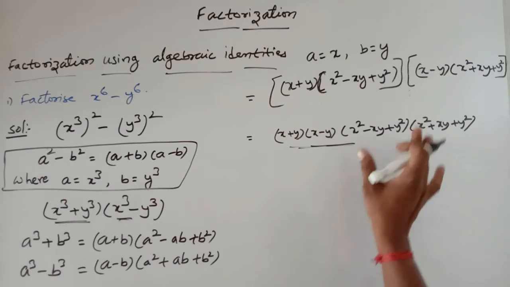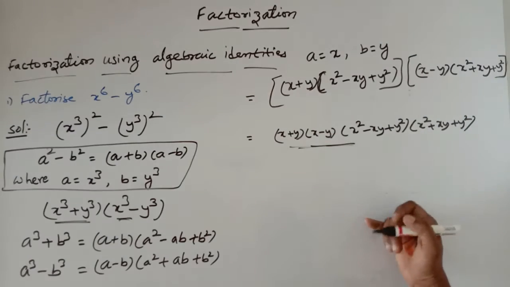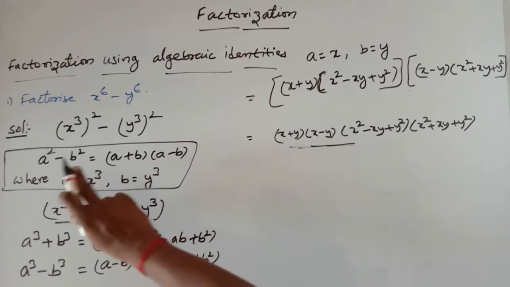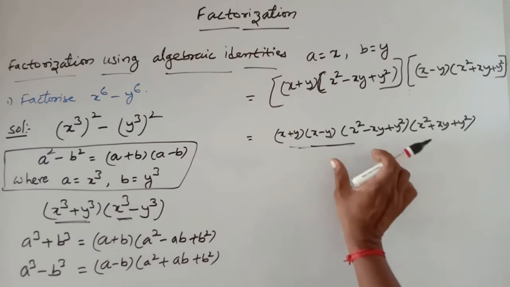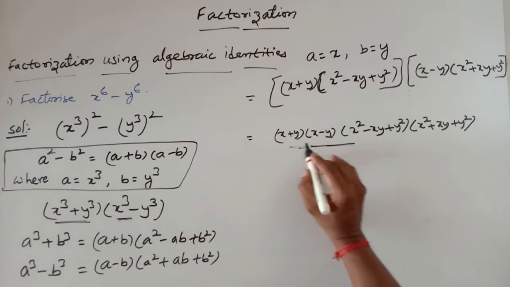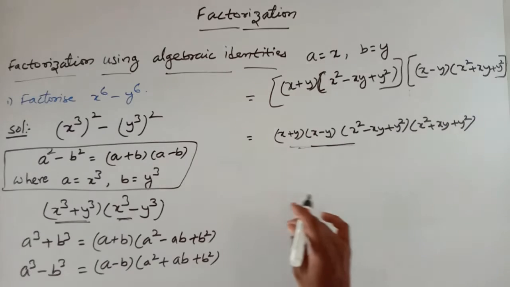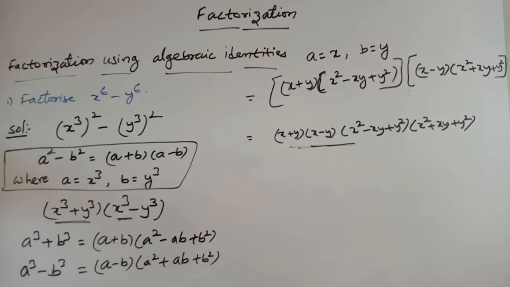So this is how we factorize by using algebraic identities. Here I have used two identities: one is a square minus b square, and the next is a cube plus b cube and a cube minus b cube. Then after factorizing, I get these factors for x to the power of 6 minus y to the power of 6.